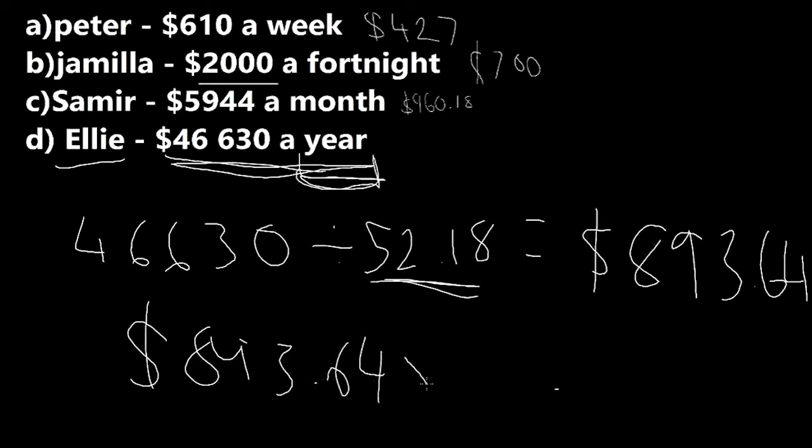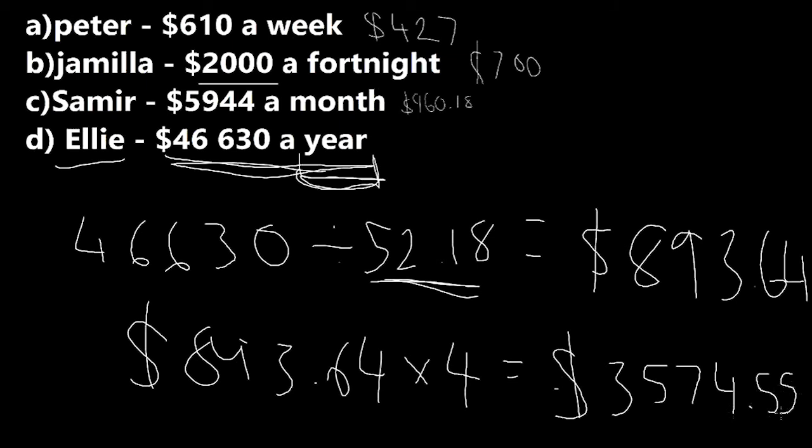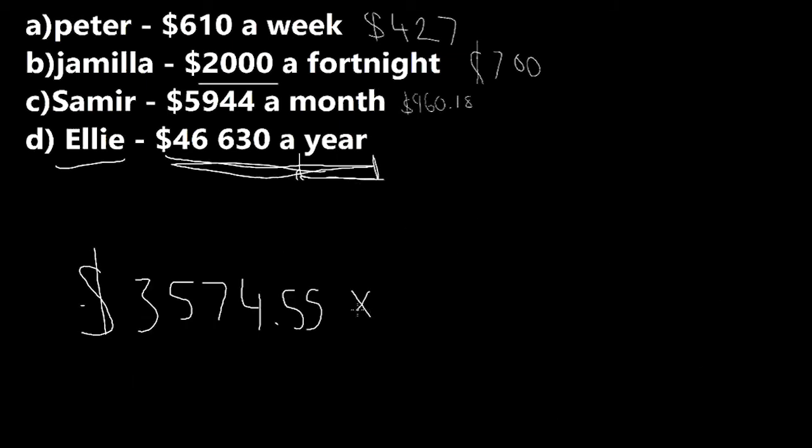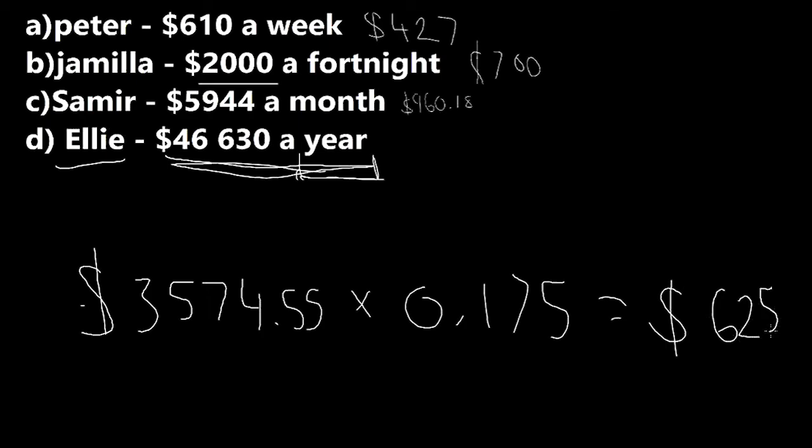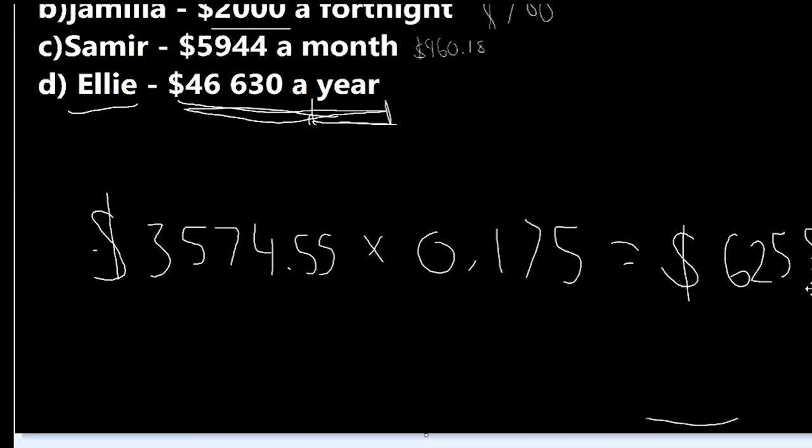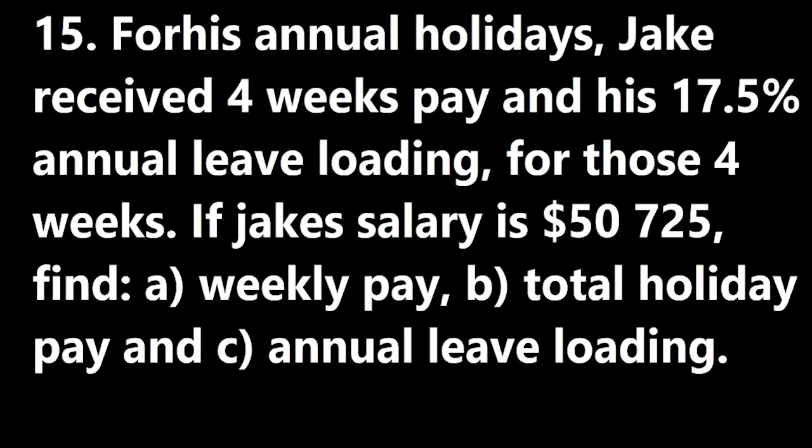$893.64. So we now know that we're getting $893.64 every week. So if we times that by 4 to get her every 4 weeks' pay, we get $3,574.55. And then we take our 0.175 for our 17.5%, which is going to give us $625.55.